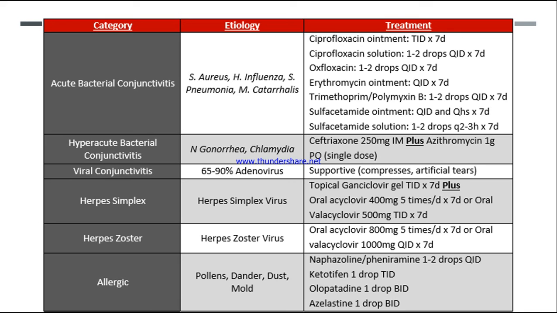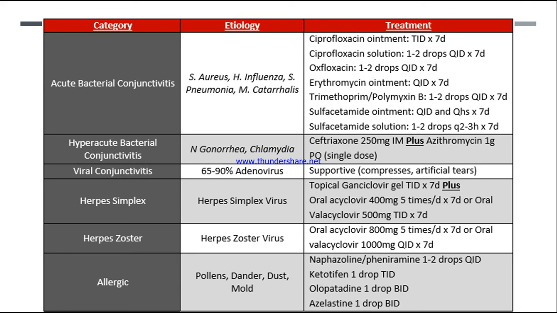drops, 1 to 2 drops 4 times a day for 7 days, ofloxacin 1 to 2 drops 4 times a day for 7 days, erythromycin ointment 4 times a day for 7 days, trimethoprim or polymyxin B 1 to 2 drops 4 times a day for 7 days, sulfacetamide ointment 4 times a day, at bedtime, for 7 days. Then sulfacetamide solution 1 to 2 drops every 2 to 3 hours for 7 days. So these are some of the treatments for acute bacterial conjunctivitis.